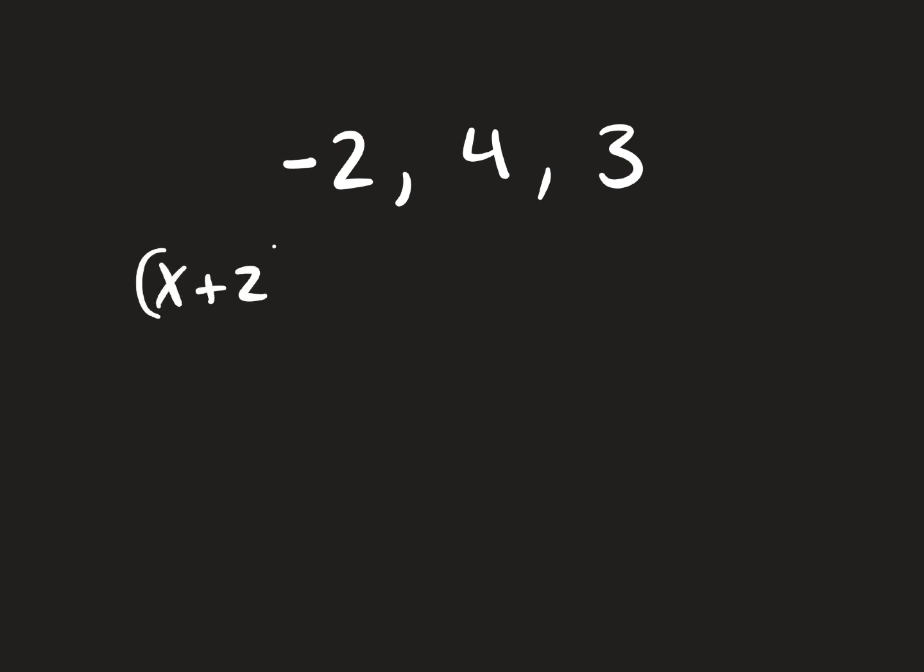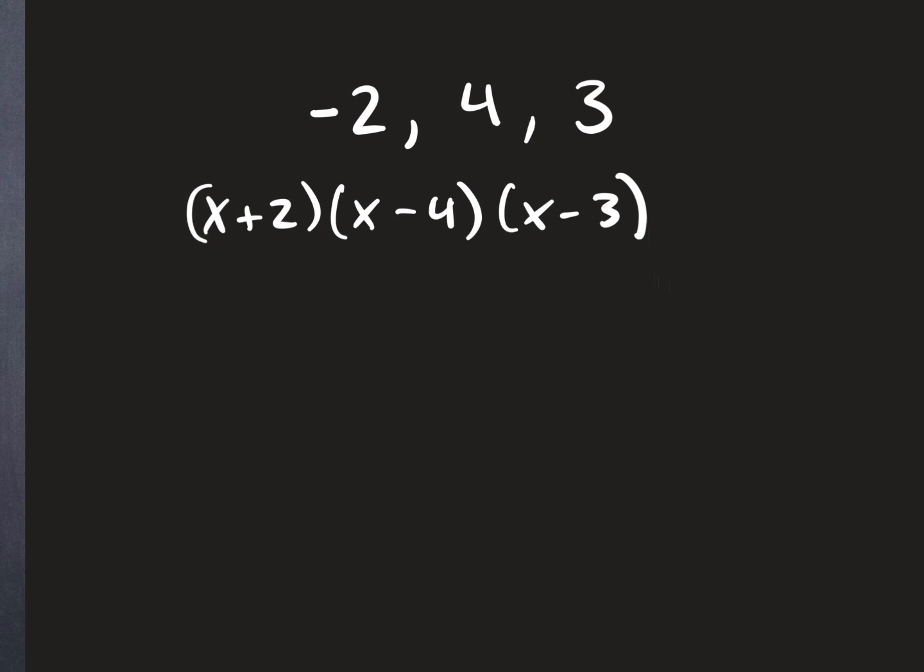So let's say it gave us the zeros that were -2, 4, and 3. Am I missing any zeros here? No, I don't have any square roots and I don't have any i's. So we're not missing any. So this would be x plus 2 times x minus 4 times x minus 3. And then we would just have to multiply these out. So if it doesn't have an i or a square root, it doesn't need a pair.